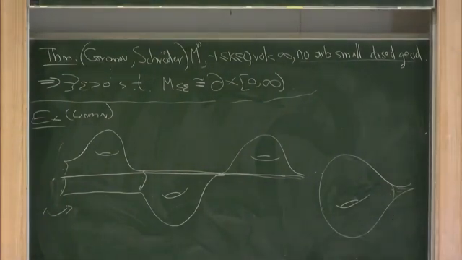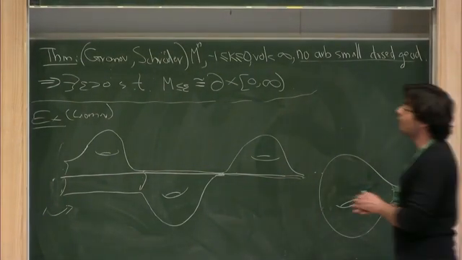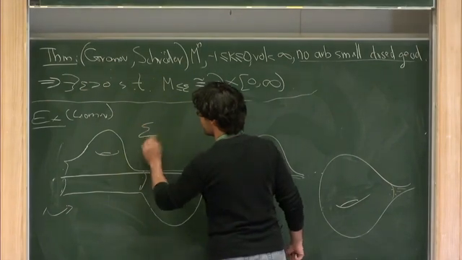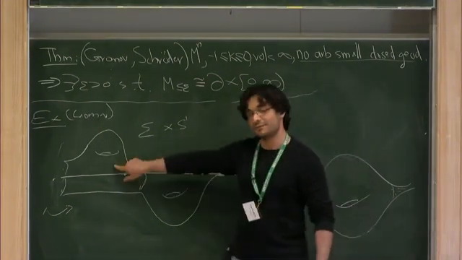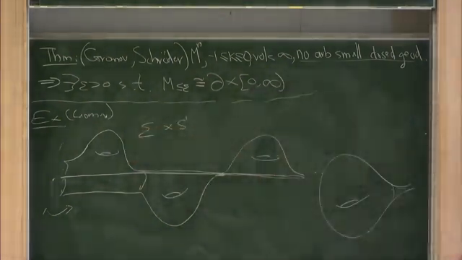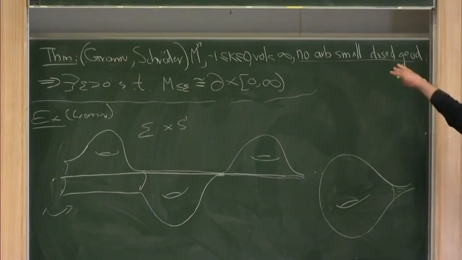Well, that's a direct product, isn't it? Yeah. So each piece looks like a surface cross S1, but the S1 is getting smaller and smaller and smaller, and the volume of this is bounded above. So you really do need this condition.